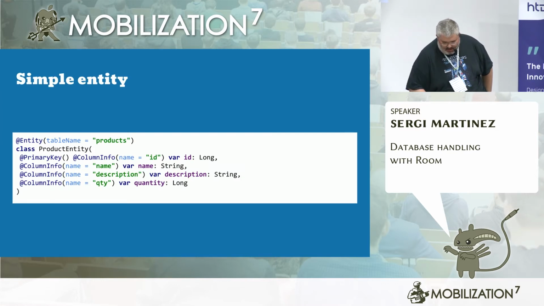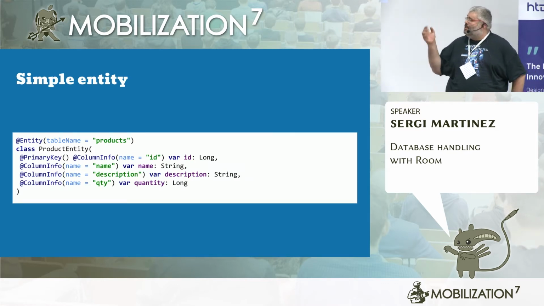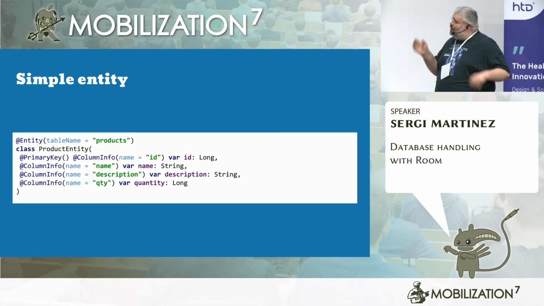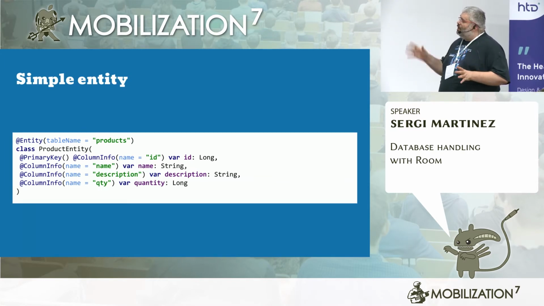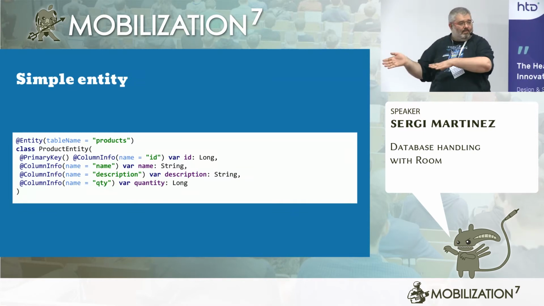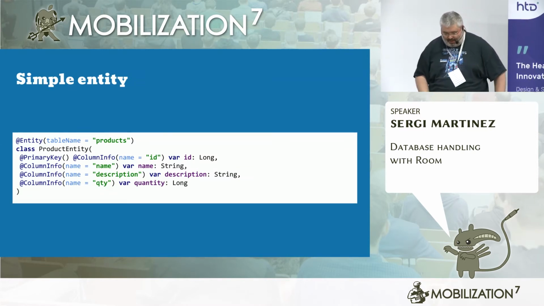Okay, let's talk about entities. This is a simple entity. As you see, it's just an object with some annotations. For those of you who never used Kotlin, for simple objects, we can declare the things in the constructor. This is basically a class with a constructor. And data types go at the end instead of the beginning of the line.